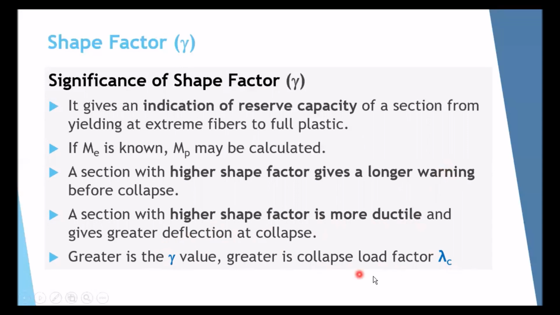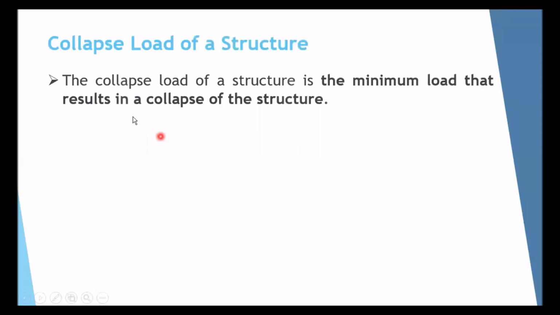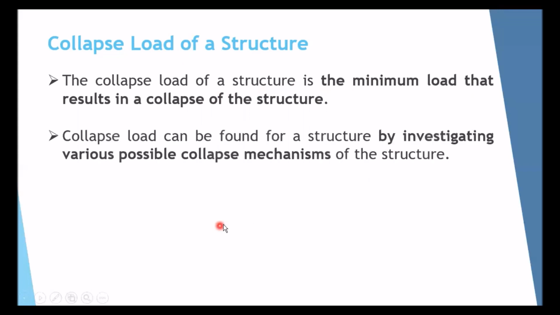What is this collapse load? We will see now. The collapse load of a structure is the minimum load that results in a collapse of the structure. So if you apply a load on the structure, the minimum load that will result in a collapse of the structure, we call it the collapse load. Of course, when you design a structure, you don't want to reach this collapse load, otherwise you will have a collapse of your structure. Okay, so this is the collapse load, the minimum load that will result in a collapse of the structure.